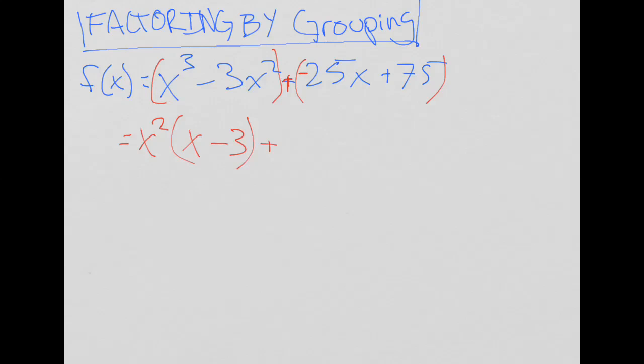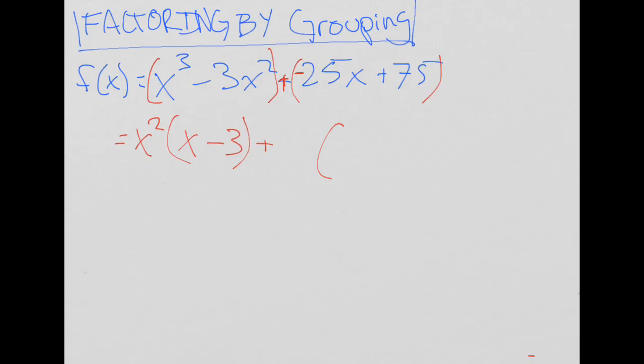Now look at your second set of terms. So negative 25x plus 75. What do those both have in common? Well, let's go ahead and look at this. Our goal is to get another x minus 3 factor. So we can kind of cheat and play backwards and see if x minus 3 can be factored out of there. If it can, we are in luck.